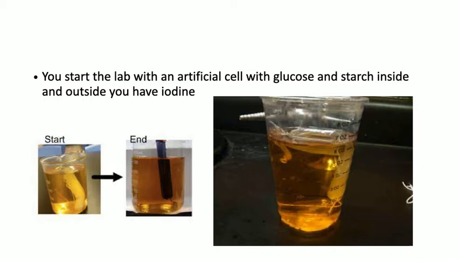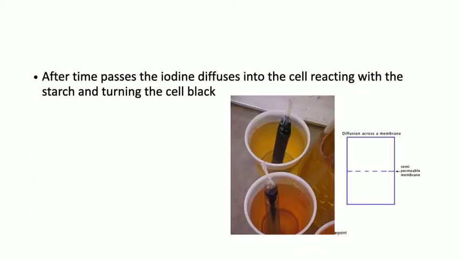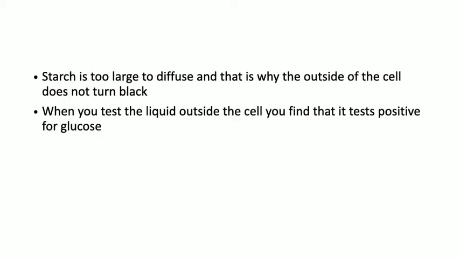You start the lab with an artificial cell with glucose and starch inside, and on the outside you have iodine. The cell is made from dialysis tubing, which is a porous material. After time passes, the iodine diffuses into the cell, reacting with the starch and turning the inside black. However, as you can see in the picture, the outside does not change color. Starch is too large to diffuse, and that's why the outside of the cell does not turn black.